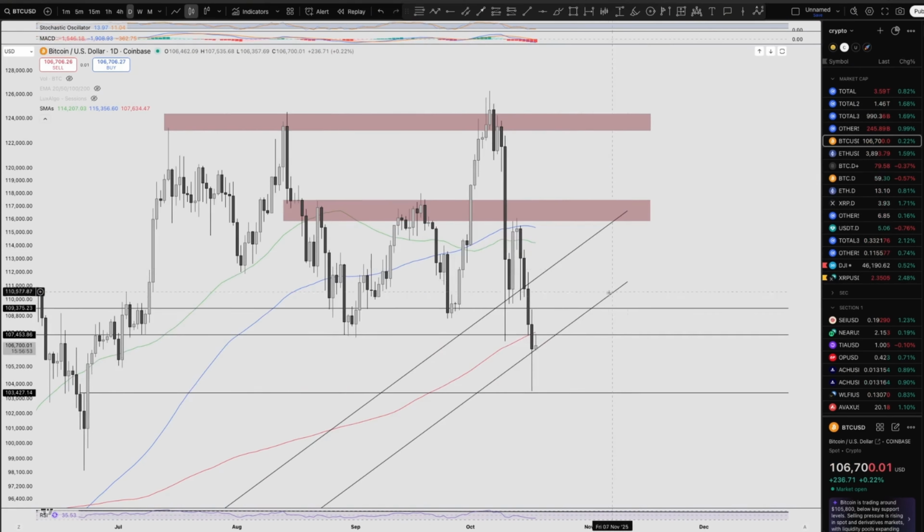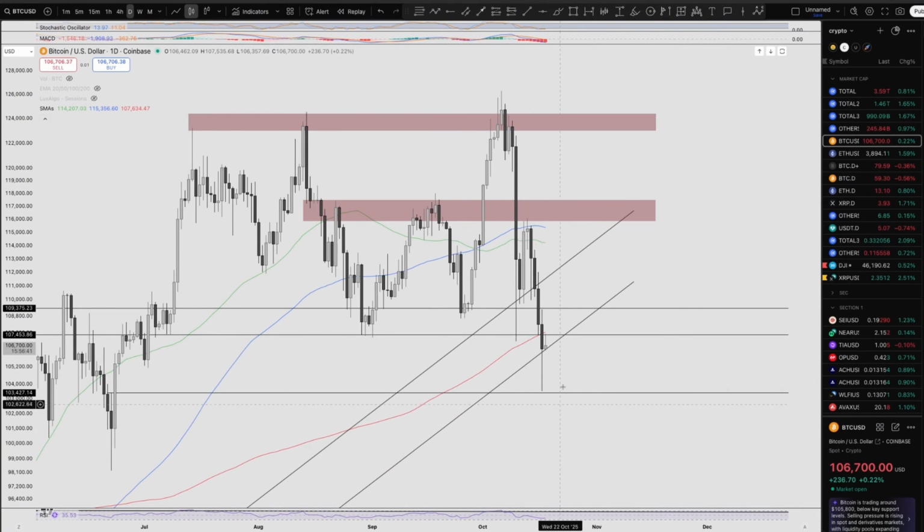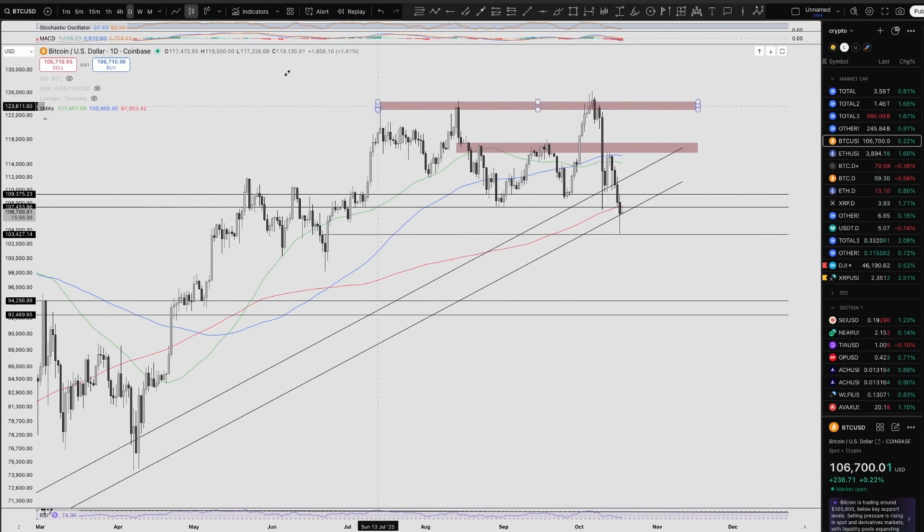Also, here you can see the 200-day moving average, which Bitcoin lost yesterday with that straight candle. And with the candle form today, you can clearly see it touch the 200-day moving average, and it's very likely it could continue its path downward.